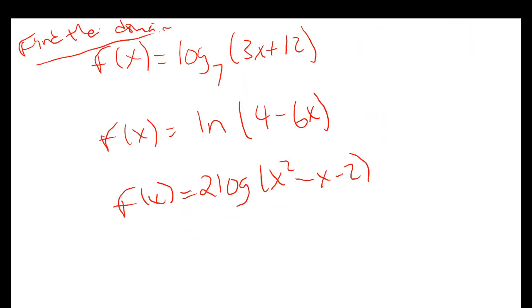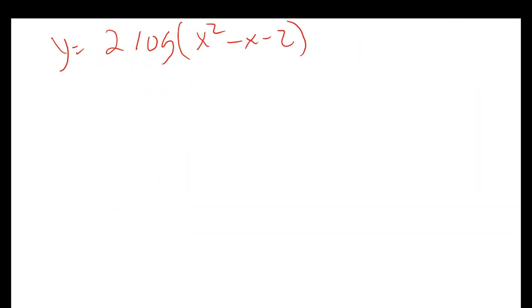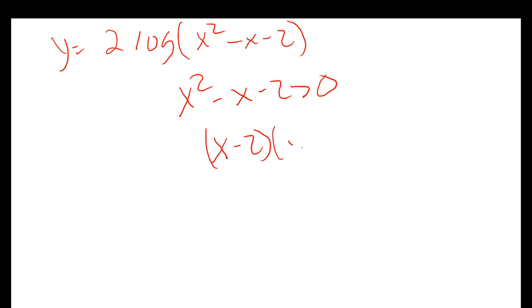Now we got log x squared minus x minus 2. I think we have a 2 out front. Okay. How do you do this kind of problem? Well, again, you're taking that inside part and you're setting it greater than 0. You're factoring this to x minus 2, x plus 1 is greater than 0.